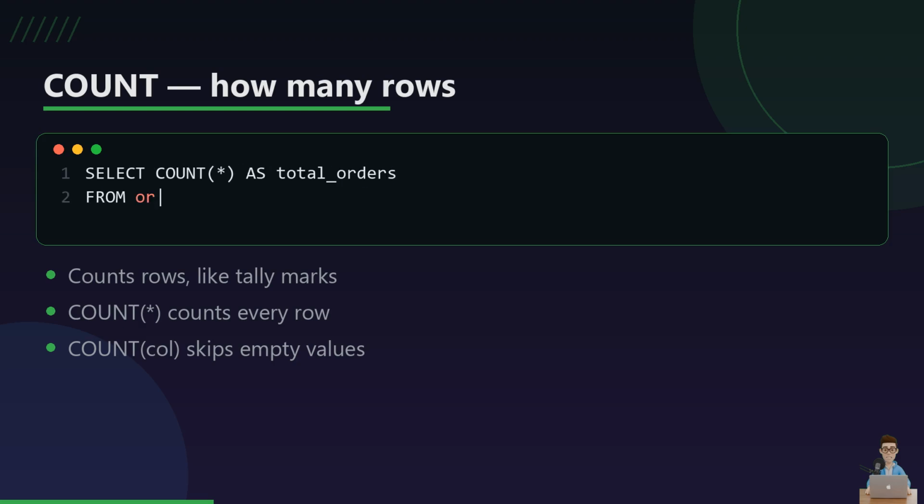COUNT is the head count at the door. COUNT(*) counts every row, no exceptions. But here's the trick. COUNT of a specific column quietly skips the empty ones, the nulls. So if some phone numbers are blank, counting that column gives you fewer than counting star.